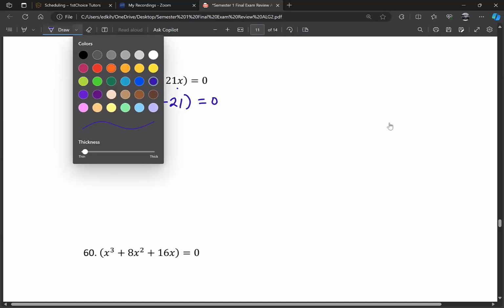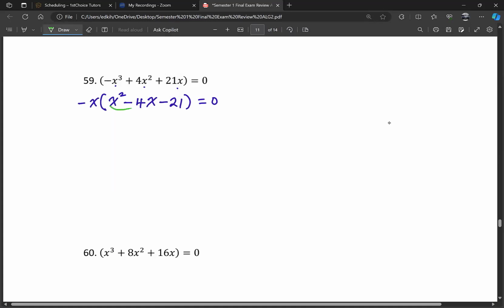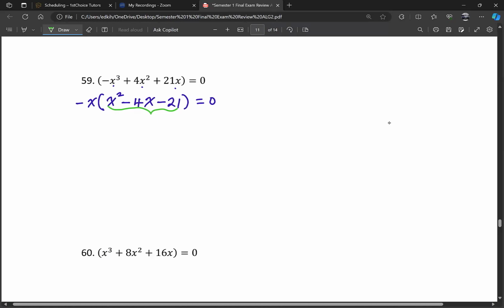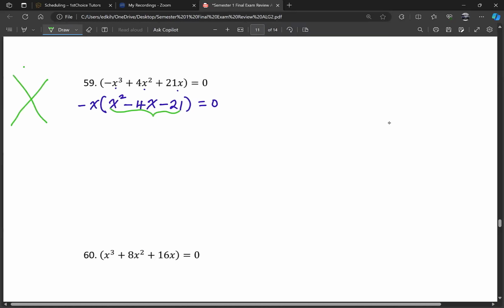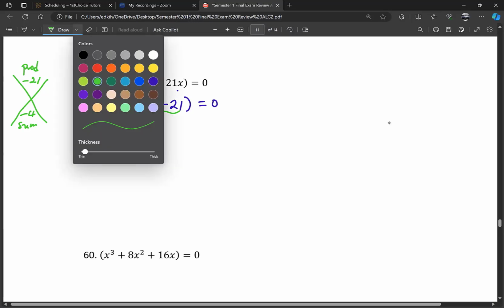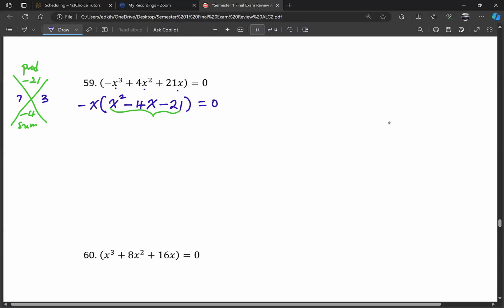And of course, you want to pause here and examine what's inside of the parentheses, right? It's a trinomial that is squared, so the x method makes sense. Product and sum. Product is -21. Sum is -4. So we're looking for numbers that multiply to -21 and add to -4. If you're thinking -7 and 3, you would be correct, because -7 plus 3 is -4, and -7 times 3 is -21. So this becomes -x, x minus 7, x plus 3 equals 0.